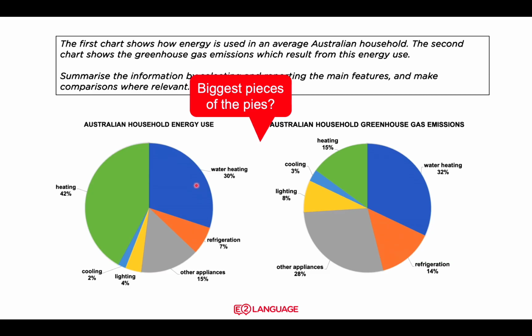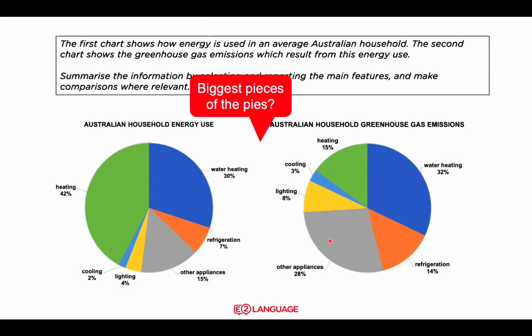So then I'm sort of interested to see whether these figures are the same over here. Does the element which consumes the most energy also produce the most greenhouse gas emissions? And interestingly, it doesn't. So heating only contributes 15%. But notice the big blue part here, water heating. So water heating generates the most greenhouse gases. The other big one, 28%, other appliances. And all the rest, lighting, cooling, heating, and refrigeration, much, much lower figures.